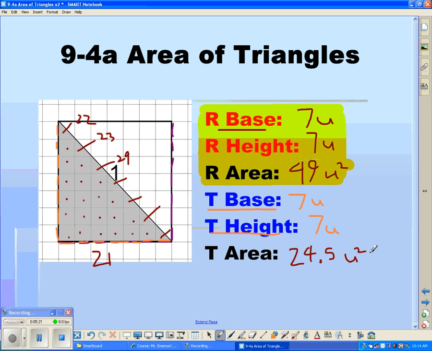And again, this is the process we'll go through. We'll find the base, find the height, and then count the area of each of the triangles.